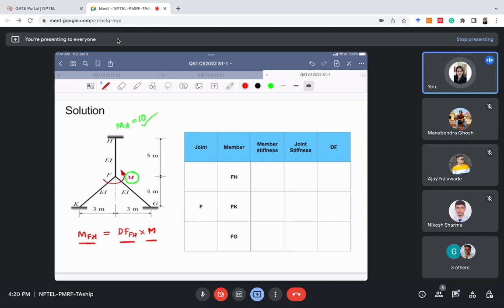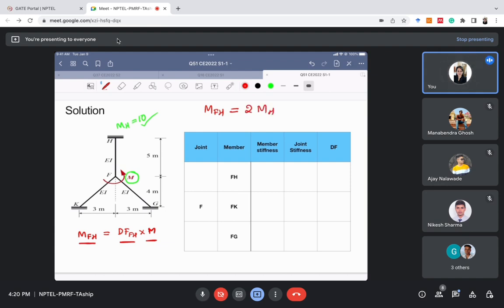Also we know that, let's consider this FH joint. If we know the value of moment at FH, then the moment at FH will be twice of MH.